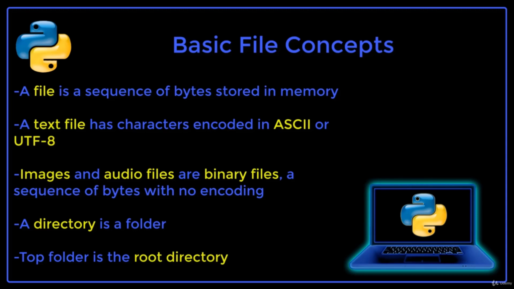The file system on our computer organizes files and lets us create, access, and modify files. Files are grouped together into directories. Directory is just a fancy word for folder. The folder at the top of the hierarchy is called the root directory.